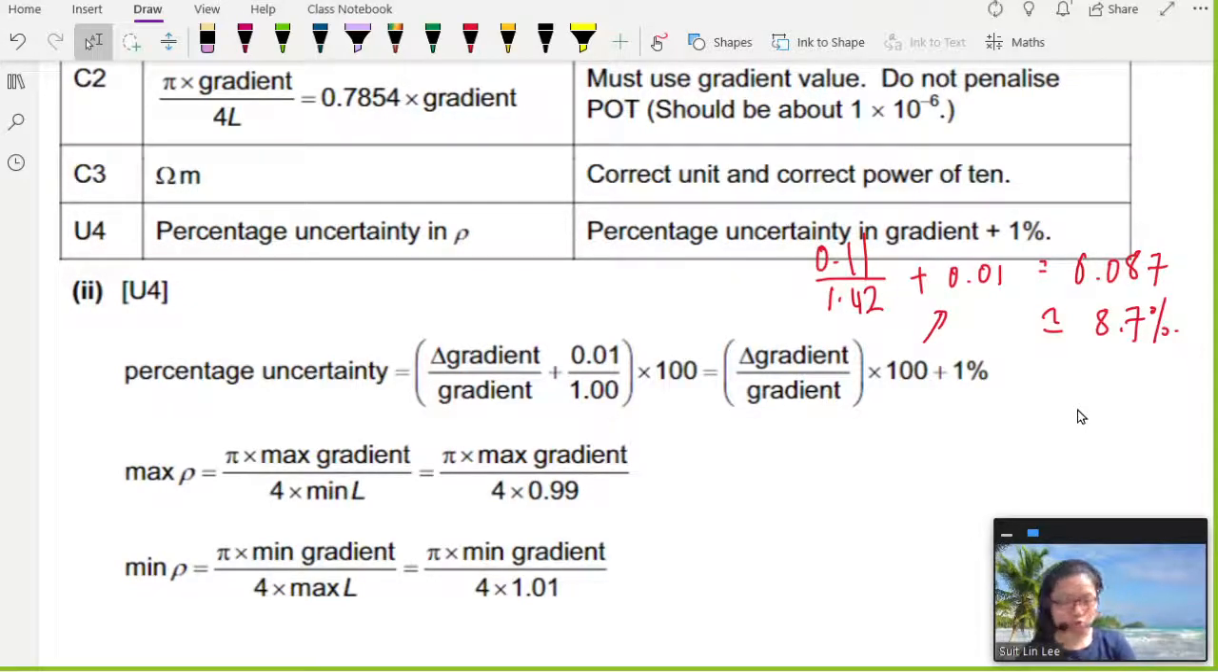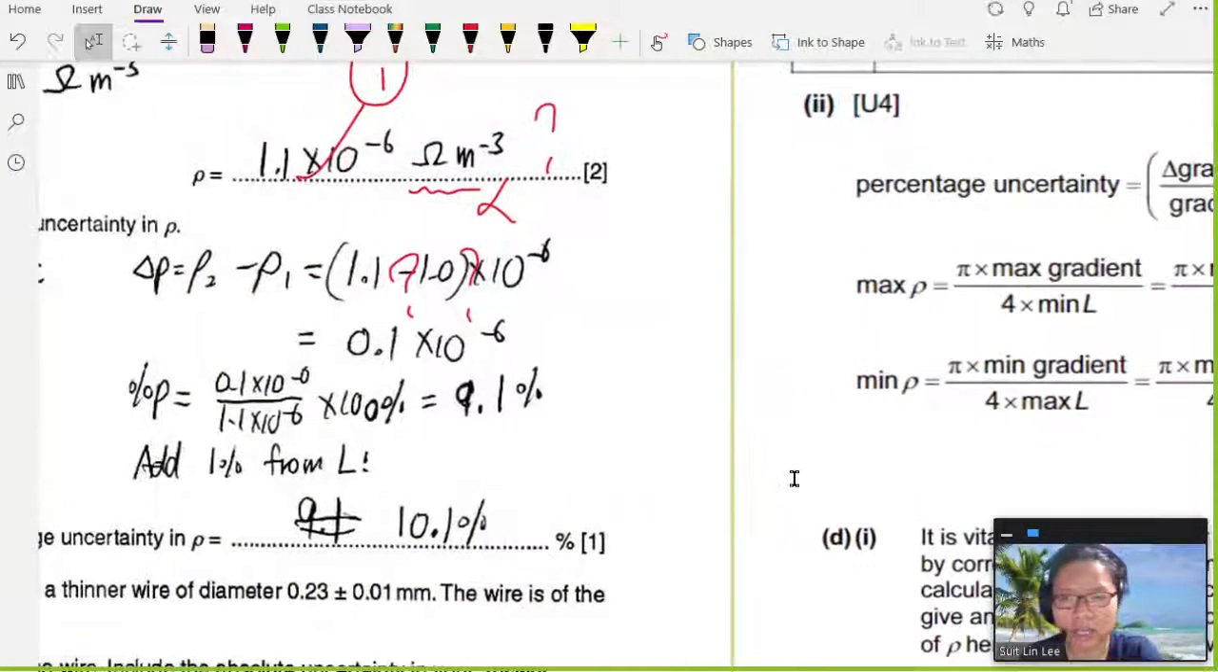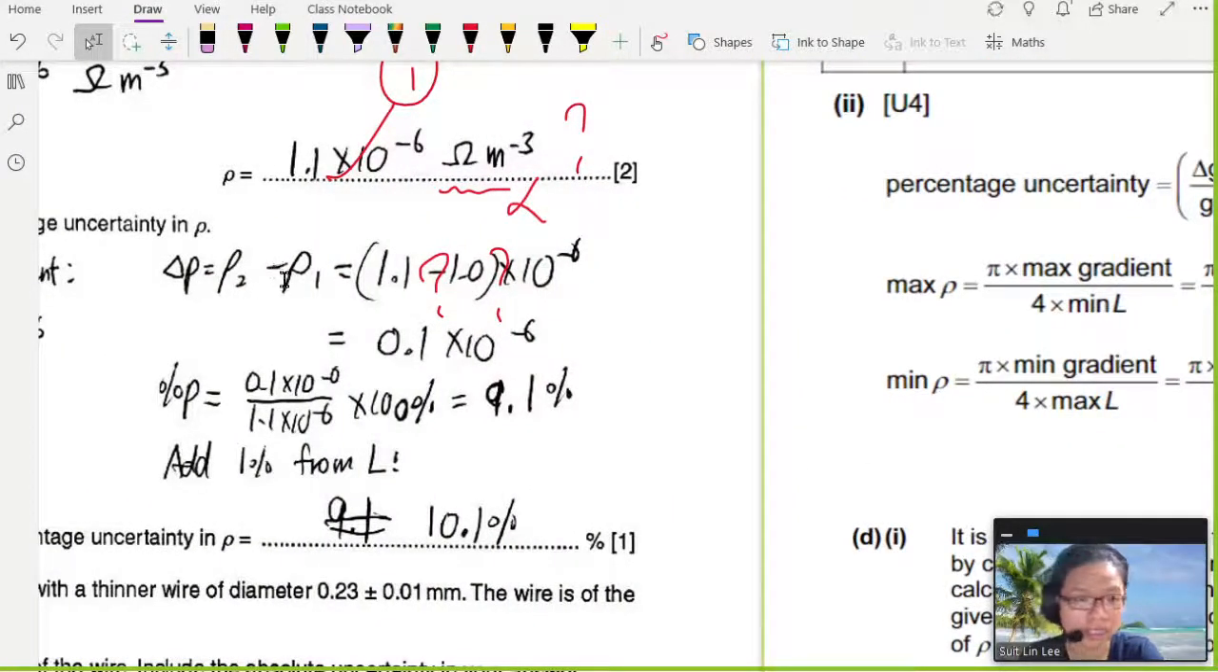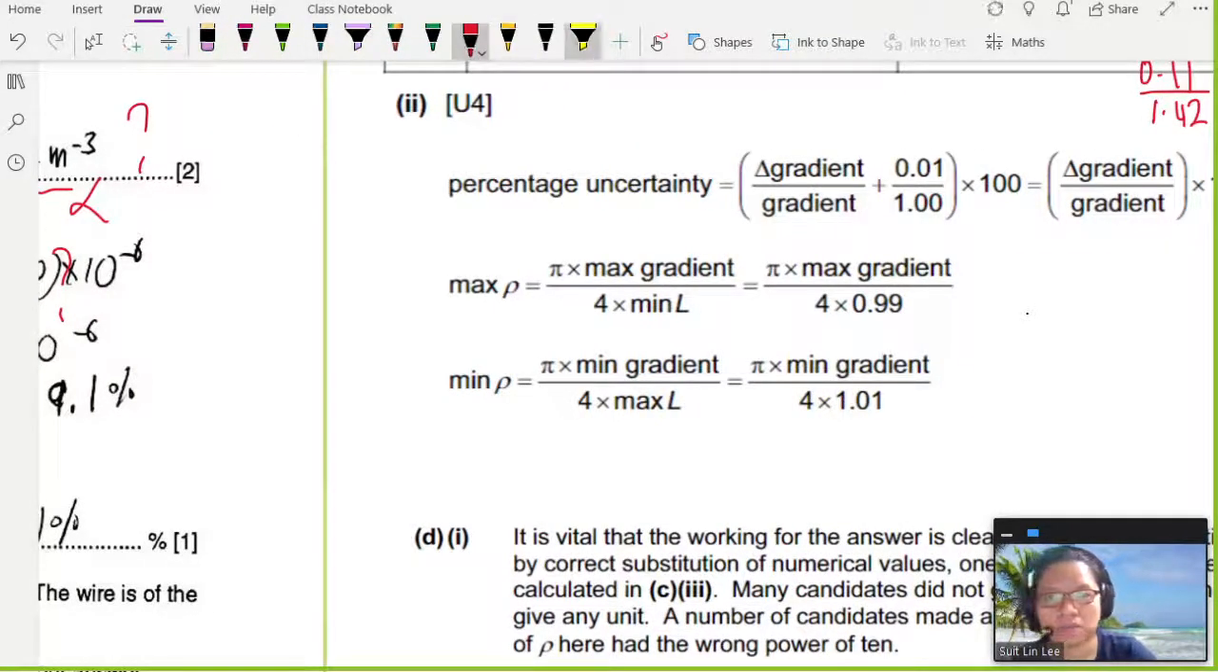So this is this method. If you don't know how to use the uncertainty identity, go and watch the video. If you're totally stuck and you don't know what to do, you cannot use this method because it is not the max-min method. Whenever you look for absolute uncertainty, not uncertainty from graphing, you have to use the maximum minus the minimum. Then you need to find the maximum resistivity and the minimum resistivity. If you want maximum resistivity, you need to take the maximum gradient, divided by the minimum length.